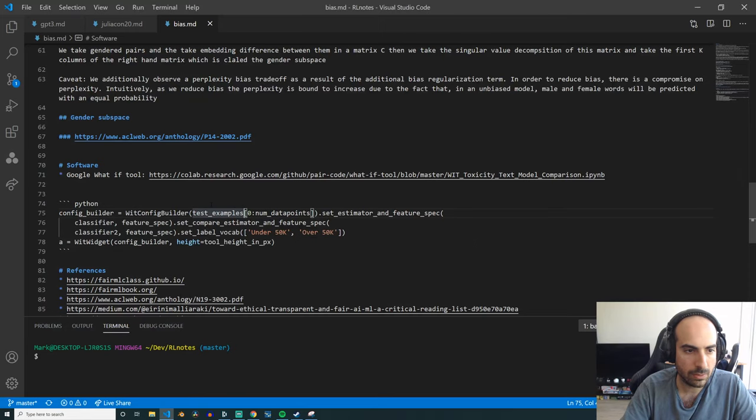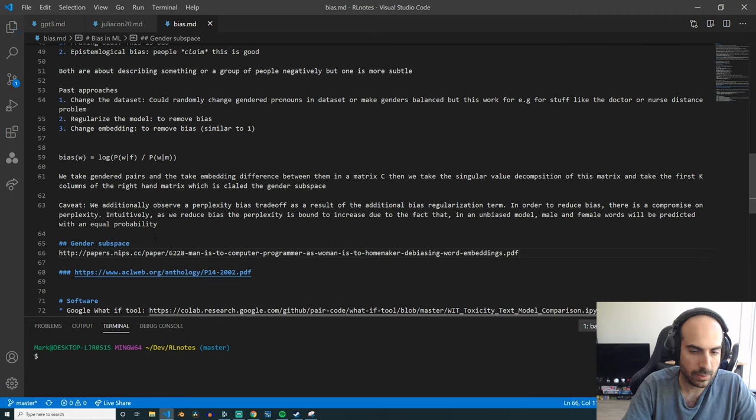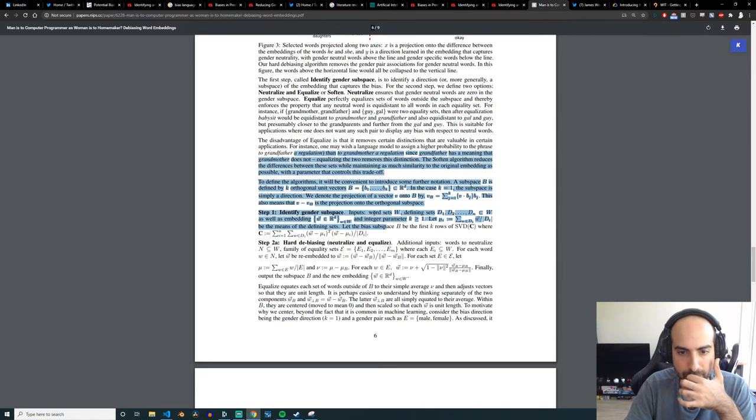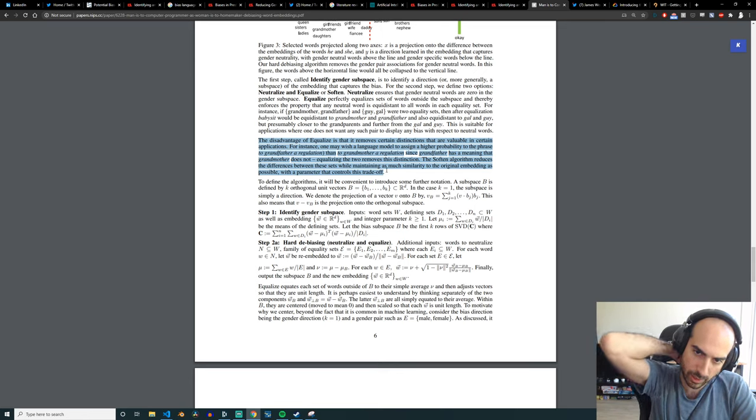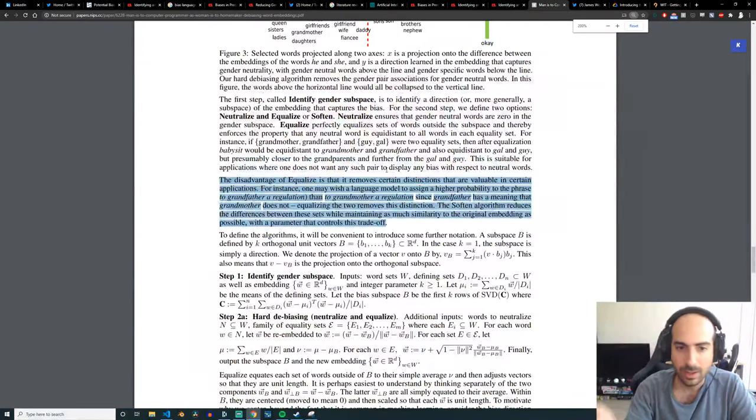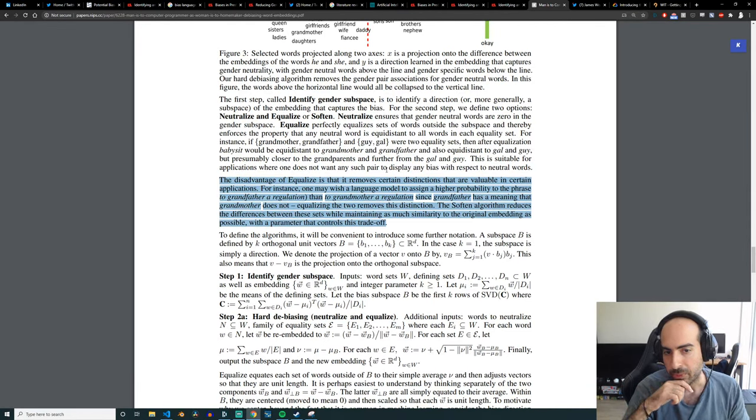So first off, this is the work. This removes certain distinctions that are valuable in certain applications. Yeah, I also talked about this earlier. Some words are actually meaningful. If you debias them, you're going to change the meaning of a sentence. Like if you replace grandma with grandpa, those are not the same thing. So your model is going to say weird stuff if you do this. So you may just debias the stuff that is more important, like professions, for example.